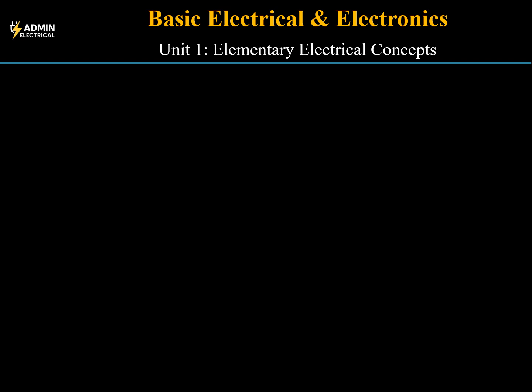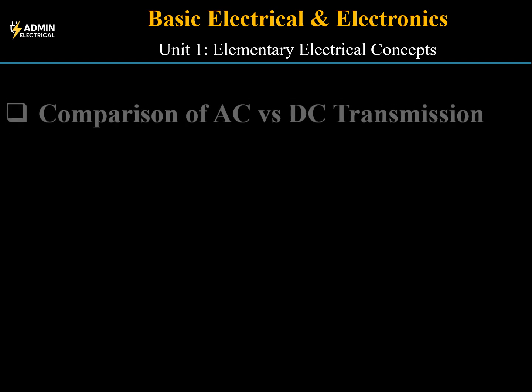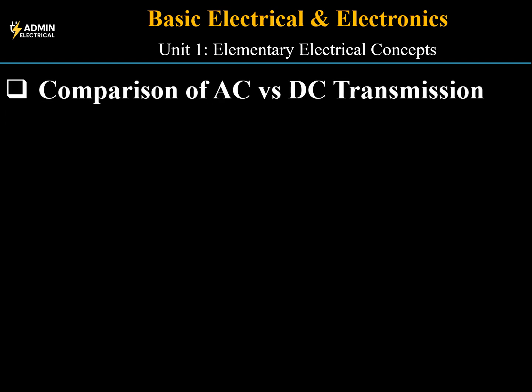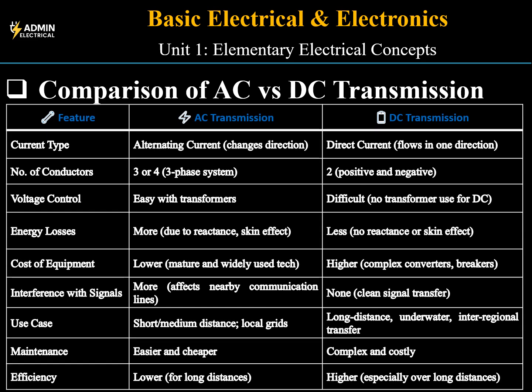Let's now compare AC and DC transmission based on key technical and practical factors. 1. Current direction. In AC transmission, the current alternates direction, typically 50 times per second in India. In DC transmission, the current flows in only one direction. It's steady and unidirectional. 2. Equipment cost.